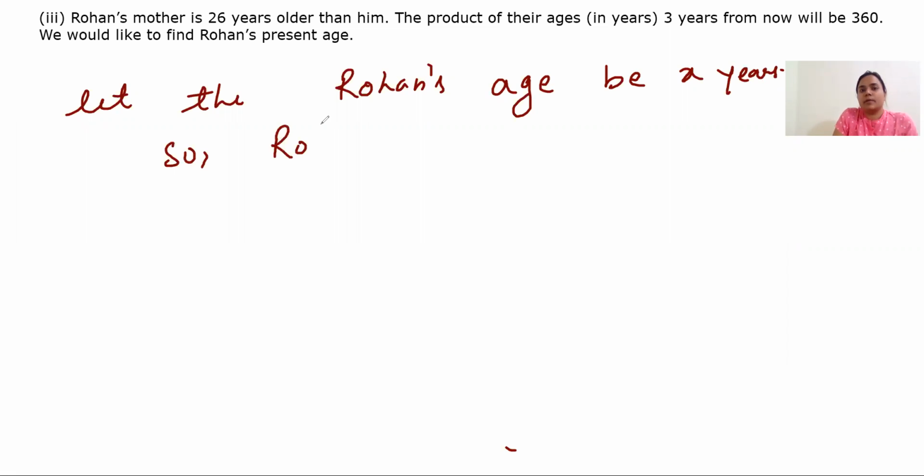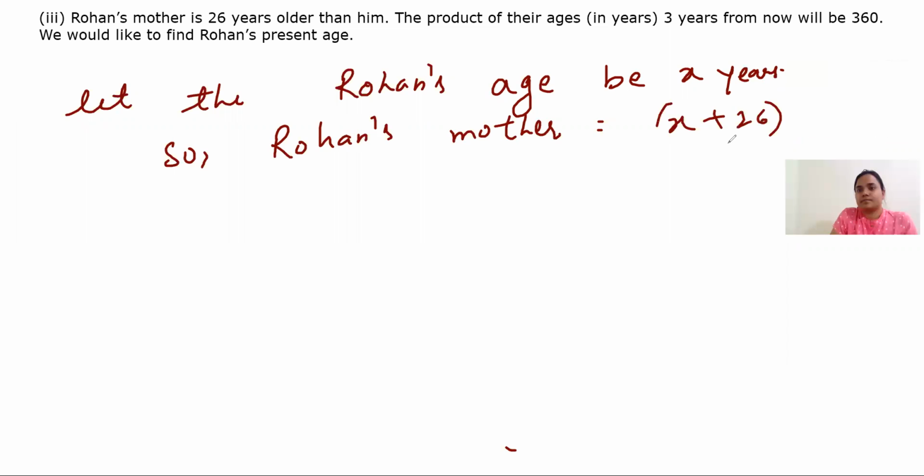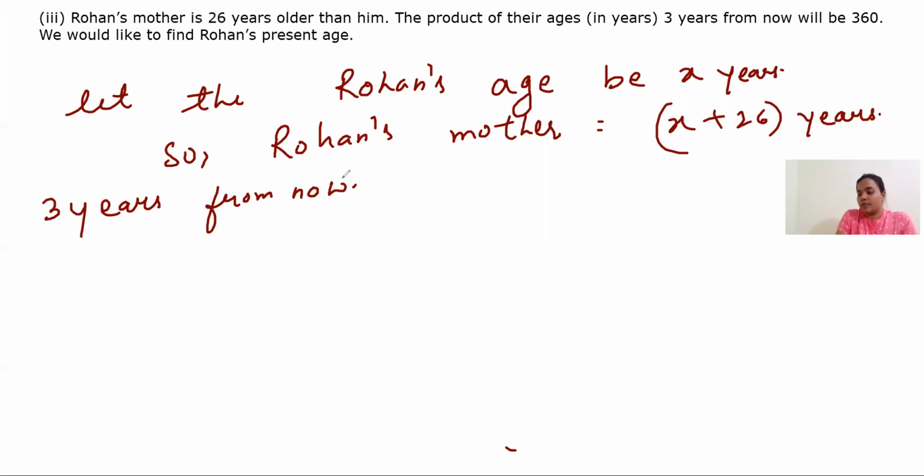So Rohan's mother will be 26 years older, so it is x plus 26 years. Now, they're saying the product of their ages 3 years from now. So first, we will find their ages 3 years from now. It means 3 years after now. If you are, suppose, 10 years old now, what will be your age after 3 years? It will be 10 plus 3, 13.